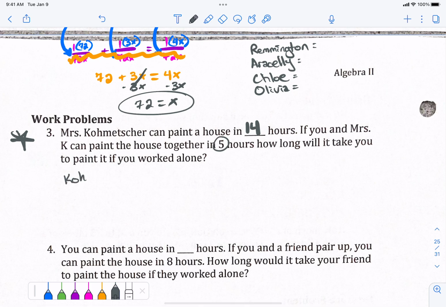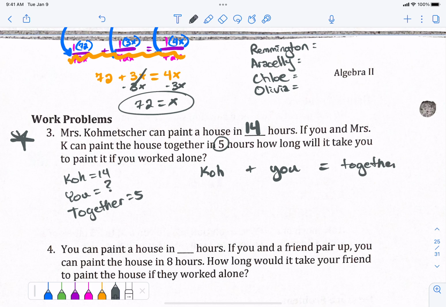So Kovacher equals 14. You equals we don't know. Together equals 5. Okay. Kovacher plus you equals together, or total.